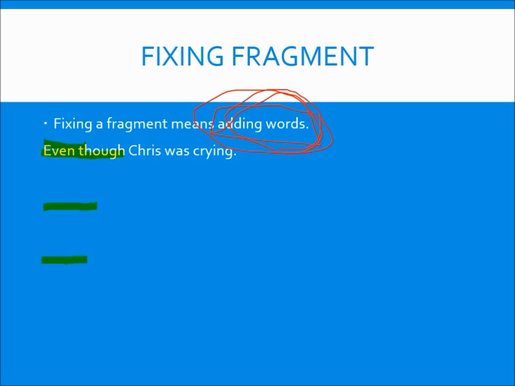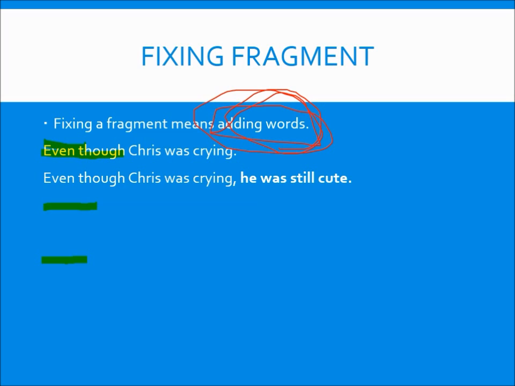So we know that we have a fragment here, but how do we fix this fragment? Well, we just add some words. He was still cute. Again, remember, even though we take it to the comma, and then here comes the actual sentence. He was still cute. He is the subject, and there's your linking verb was.